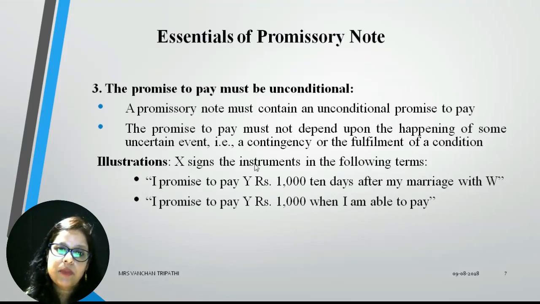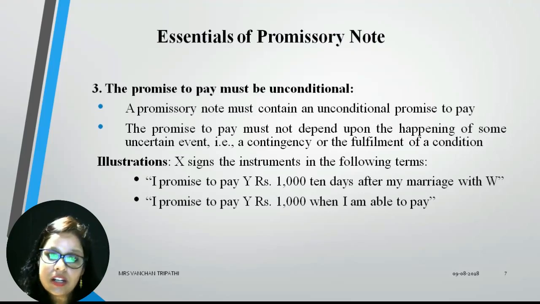Let's suppose X is making a promissory note: I promise to pay Y rupees 1000 10 days after my marriage with W. So in this case, there is a condition fixed, after my marriage with W. If he is not marrying W, then definitely he will not be paying rupees 1000 to Y. So there is a condition applied in the promissory note. For a valid promissory note, there should not be any condition mentioned.